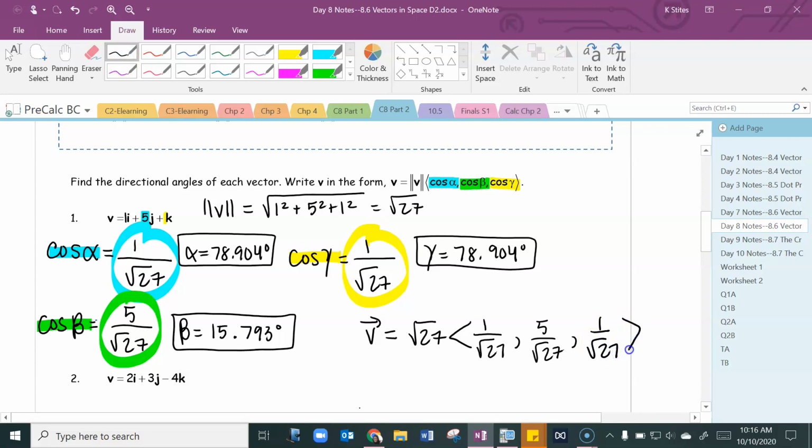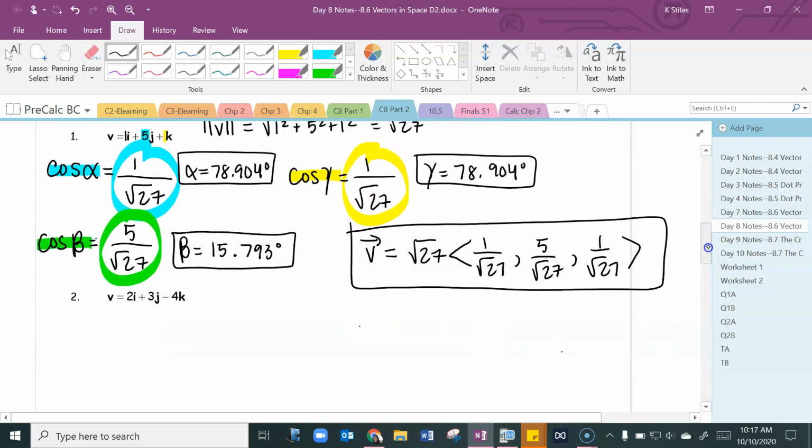Now you're like, cool, what did we just do? Well, check this out. When you do root 27 times 1 over root 27, you get 1. When you do root 27 times 5 over root 27, you get 5. And when you do root 27 times 1 over root 27, you get 1. This is literally just a different way to write the vector. If you distribute this root 27 to each component, you get exactly what we started with, which is good because it means we did it right.